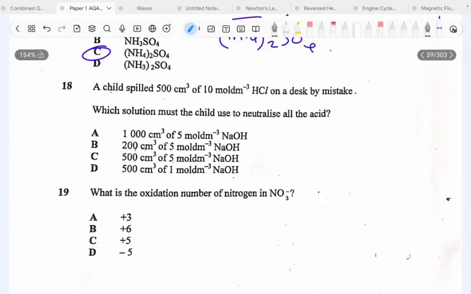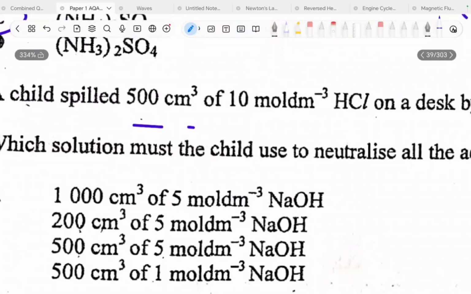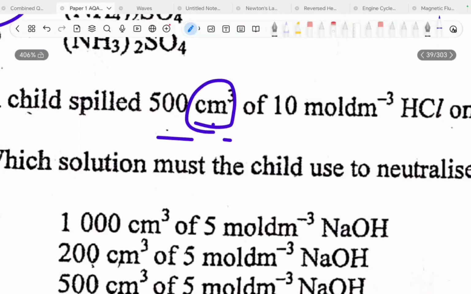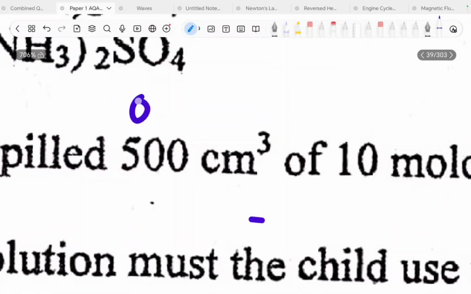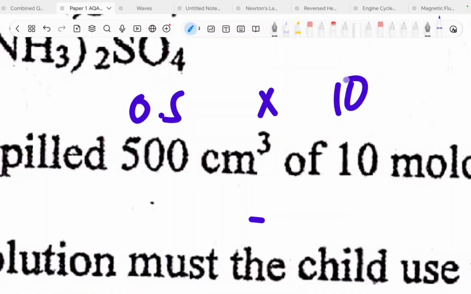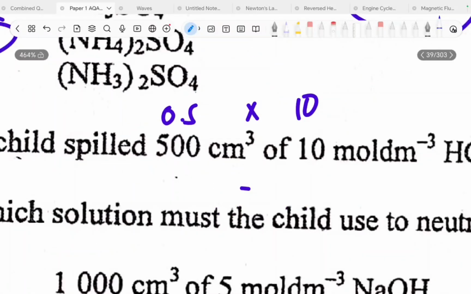A child spilled this solution onto something by mistake. What solution must it neutralize? Okay, whenever you have a neutralization reaction, always look for the number of moles and make the number of moles equal. And always change this into decimeters cubed, because decimeters cubed are the SI units. So that's going to be 0.5 times 10. If you cannot change centimeters cubed to decimeters cubed and you're doing your A-levels very soon, you're going to fail. So learn how to convert from centimeters cubed to decimeters cubed. If you don't know how to do that, you just divide by 1,000.